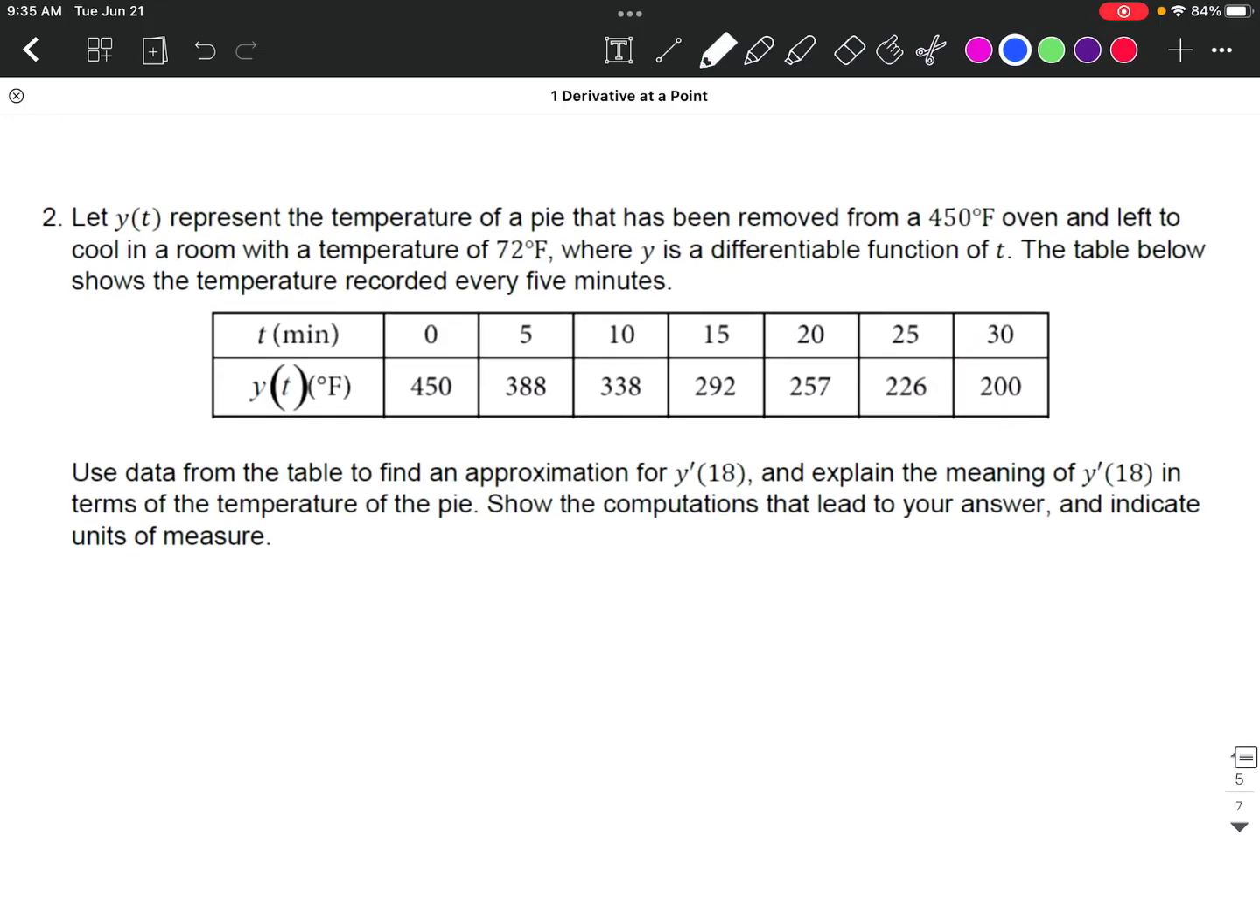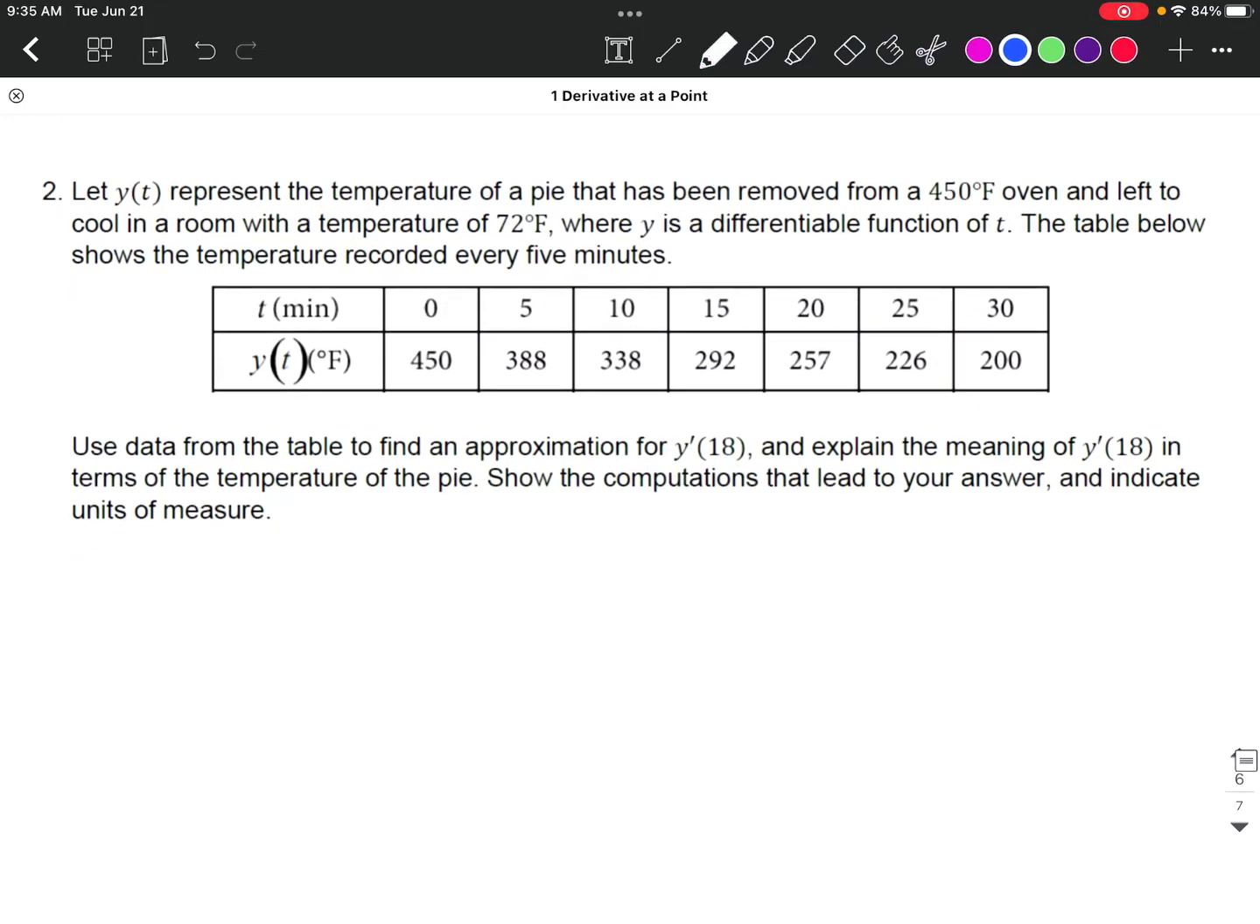Good. Now, number 2. Let's let y of t represent the temperature of a pie that has been removed from a 450 degree Fahrenheit oven and left to cool in a room with a temperature of 72 degrees Fahrenheit, where y is a differentiable function of t. If it's differentiable, that also means it's continuous, right? The table below shows the temperature recorded every 5 minutes.